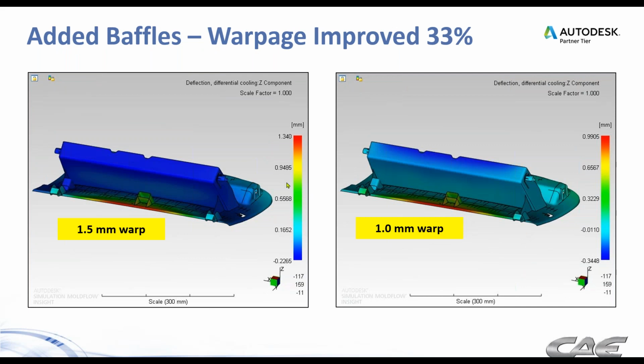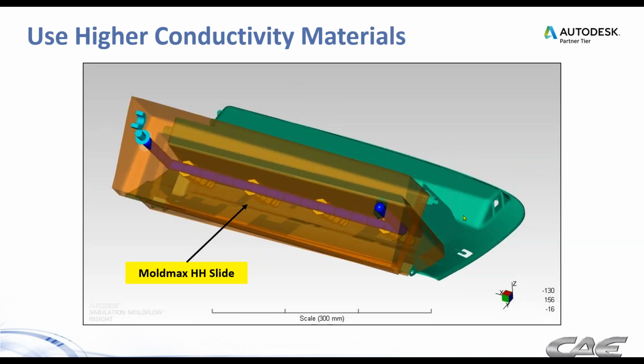And when you compare the warpage between the two, this is a glove box door, and that latch area right there, with 1.5 millimeters of warp in that Z direction was going to be excessive. But we dropped it down to a millimeter, and we wanted to see if we could get that even better. So we looked at making the slide out of Mold-Max instead of steel, and see what that would do.